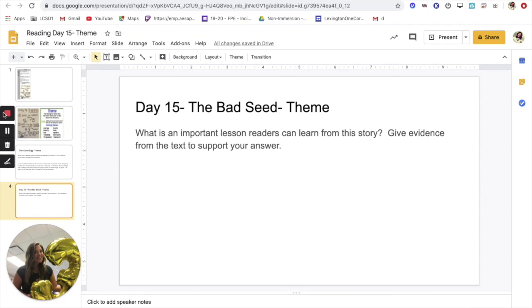Good luck with theme. Like I said, if you did day one and you put that at the bottom of it, you already have your answer. Just go back to where you summarized the book and take that, if you did that part. If not, add it on to it. All right, guys.